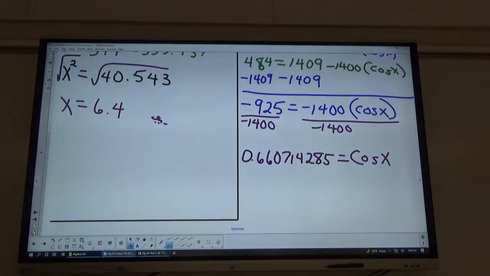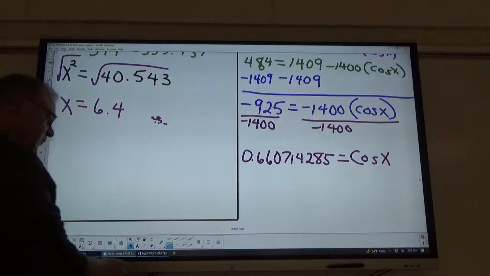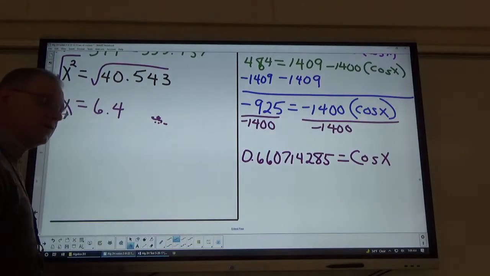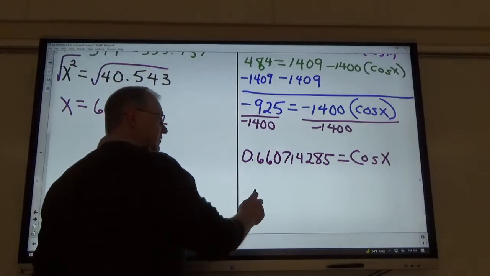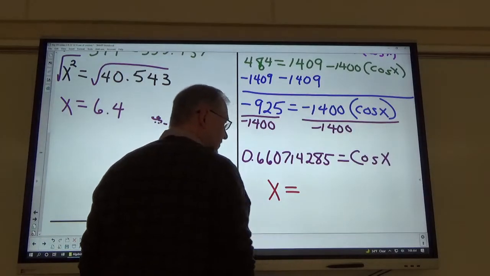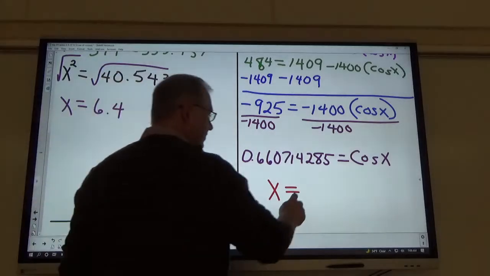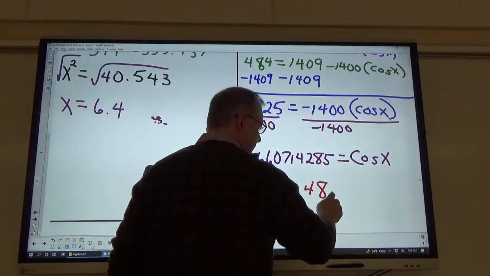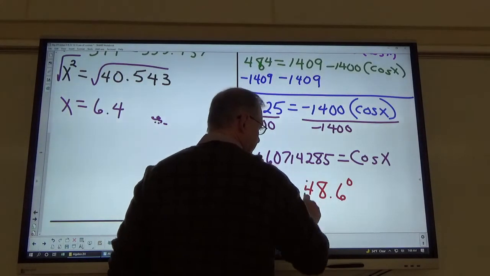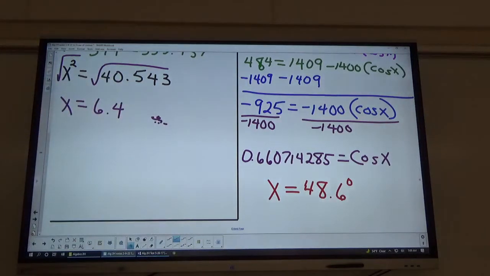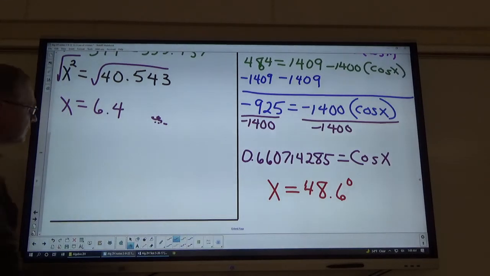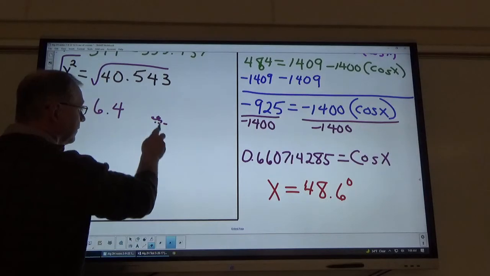Here's where we're going to use our calculator. And we're definitely going to want to do the inverse cosine here to find the value of x. And that's going to give us 48.6 degrees. And there you have it. So that's using law of sines and law of cosines to find our final answer.